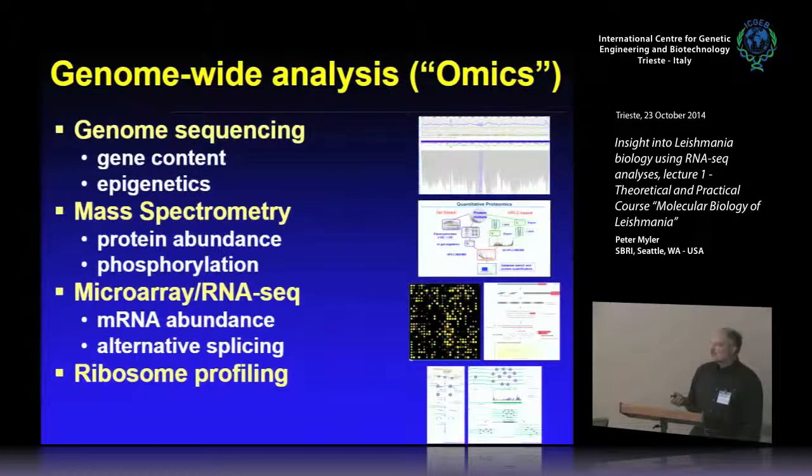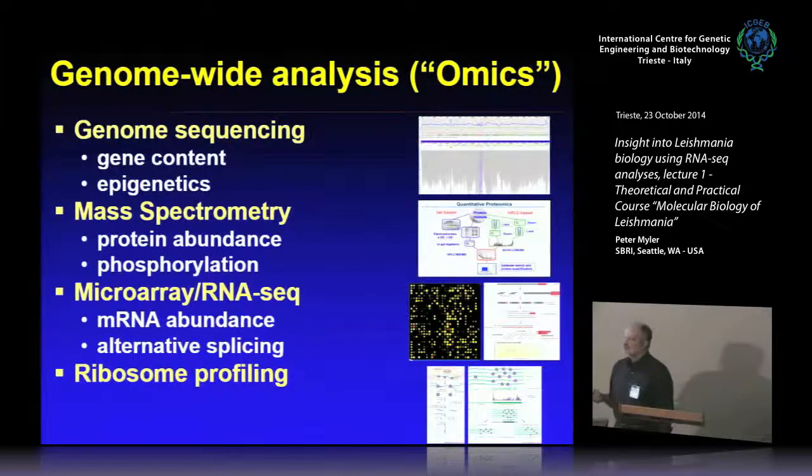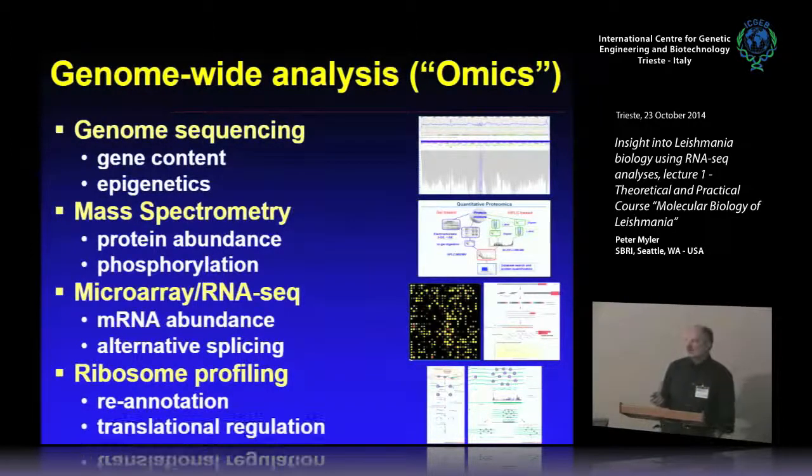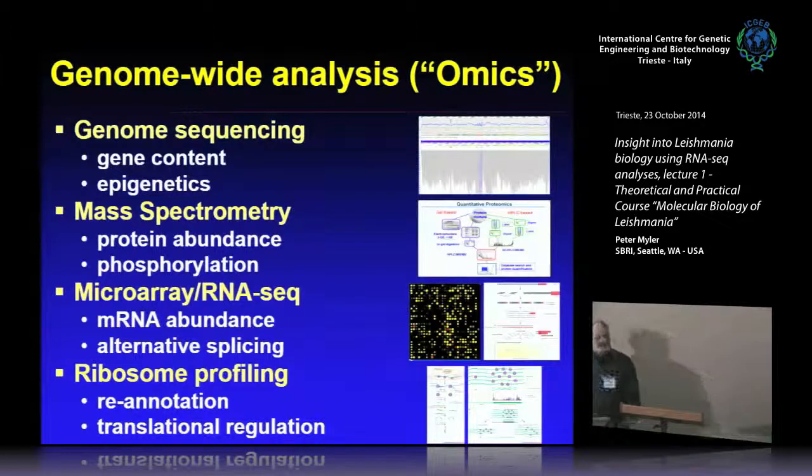Microarrays, or RNA-seq now, which has mostly replaced microarrays, will tell you about messenger RNA abundance and alternative splicing. And then there's a relatively new technique called ribosome profiling, which is useful, first of all, for re-annotation of the genome because it improves the gene predictions, but also gets at translational regulation. So using these techniques, you can tell what genes are present. You can then use the RNA approaches to figure out what their RNA levels are and how those are regulated. You can use ribosome profiling to work out how those are translated.